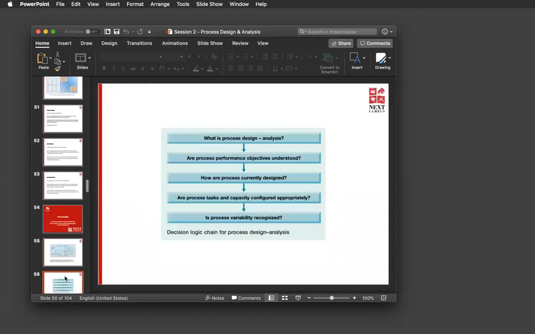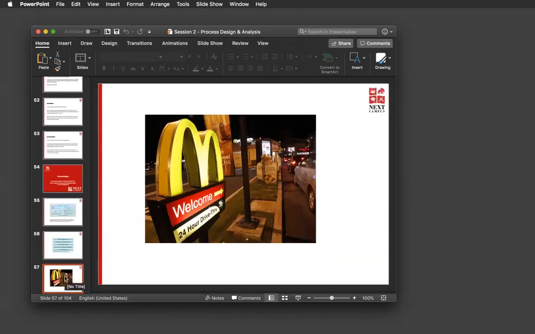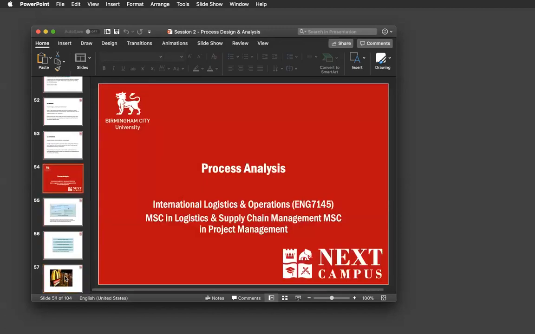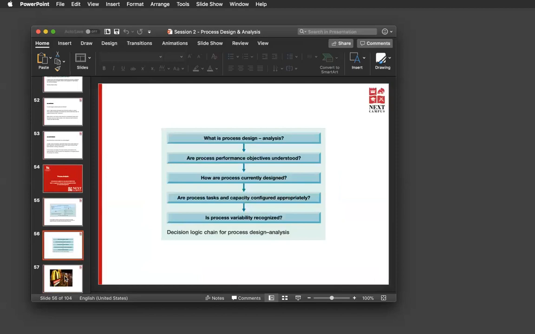Right. So let's move now into process analysis, which is very important as a business matures. As a business matures, you need to revisit your process and analyze it just to ensure that it is performing the way it should. If it is not performing the way it should, you need to make some drastic changes.